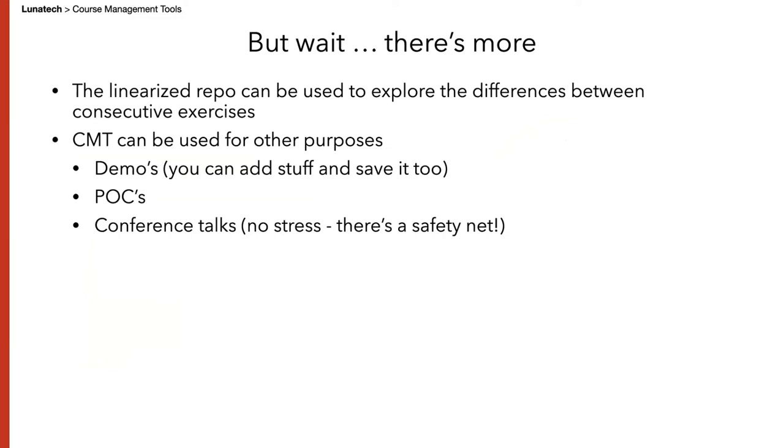Actually, in practice, it turns out that the linearized repo has more use cases. For example, suppose someone would like to start teaching the course that we just built, and they're studying the exercises. They might want to have a quick look at what the differences are between the different exercises. And you can use the linearized repo exactly for that, because it's basically all the exercises in sequence in subsequent commits. So then you load this repository into a tool like SourceTree, and you can just inspect step by step what those differences are.